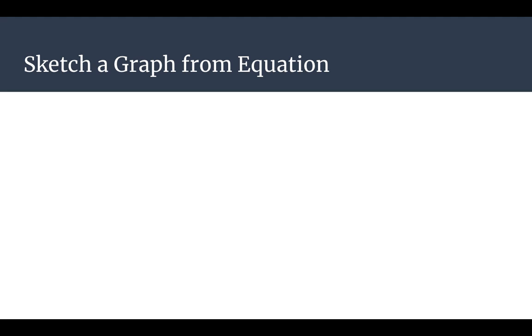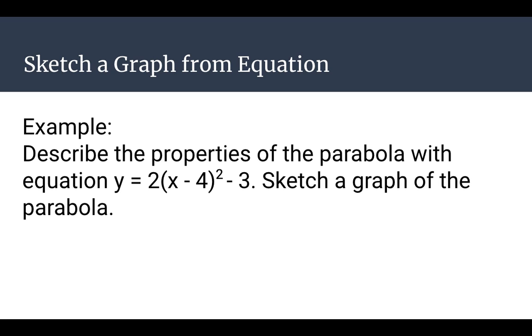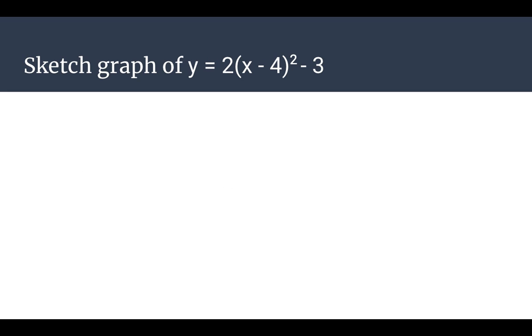So first one, sketch a graph from an equation. So let's have an example here. Describe the properties of the parabola with the equation y equals 2 times (x minus 4) squared minus 3, and then sketch a graph of the parabola. Okay, so first we're going to take a look at the equation. So we're going to sketch a graph. Our goal is to sketch a graph of this equation.